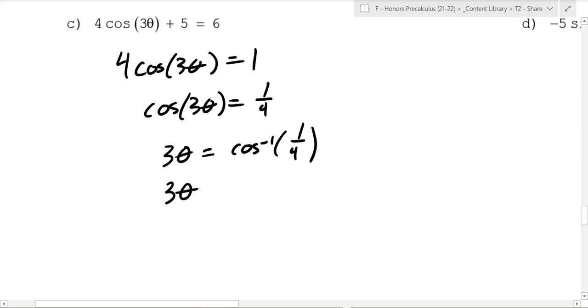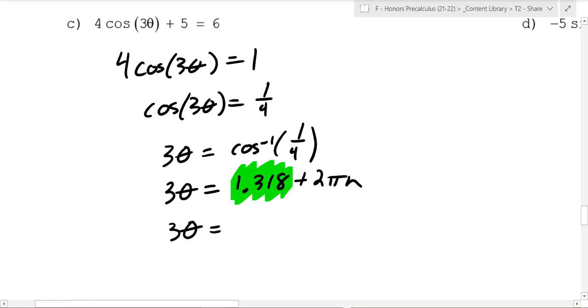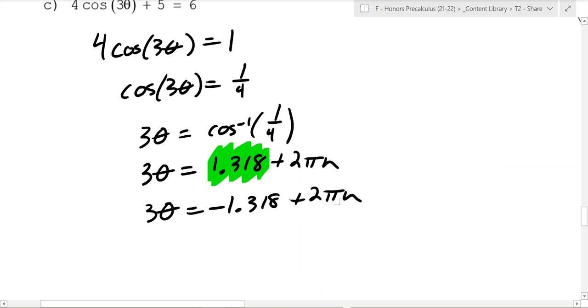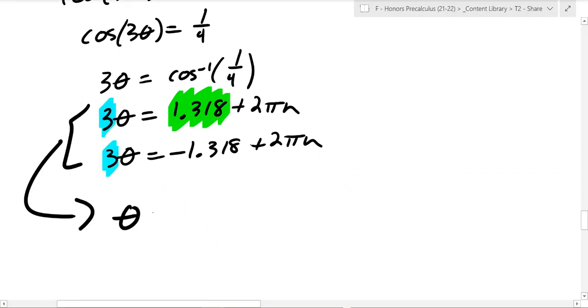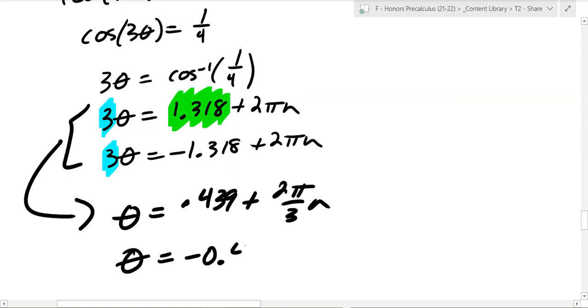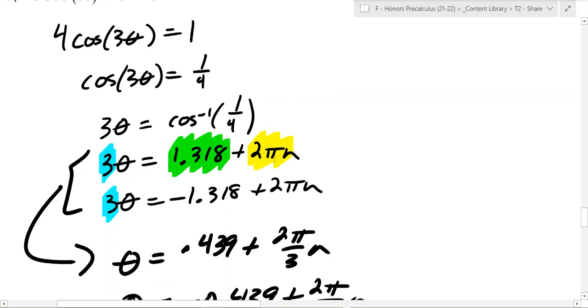So when you do this out, you get 3 theta is therefore equal to either 1.318 plus 2 pi n, and you get this value on your calculator. But you also need to remember that when you do this for cosine, you have to do two cases. It's going to be negative 1.318 plus 2 pi n. And then you divide by 3 to get your final answer. Then you divide out the 3 on both of these. So the final answer here is therefore going to be theta is equal to 0.439 plus 2 pi over 3 n, or theta is equal to negative 0.439 plus 2 pi over 3 n. The key is that you have to add in the 2 pi n after you do the cosine inverse, and then you divide by 3.